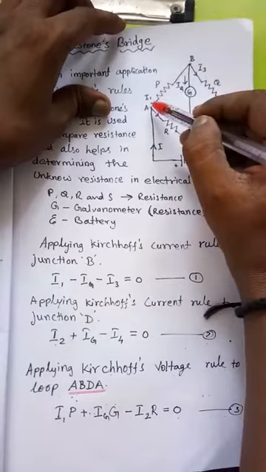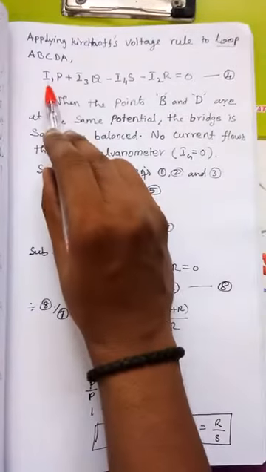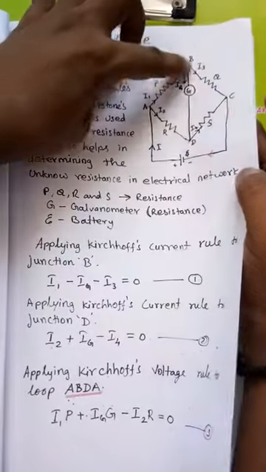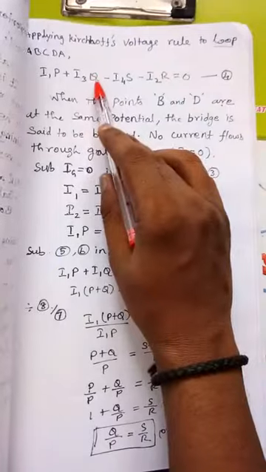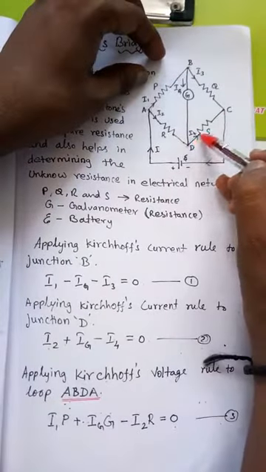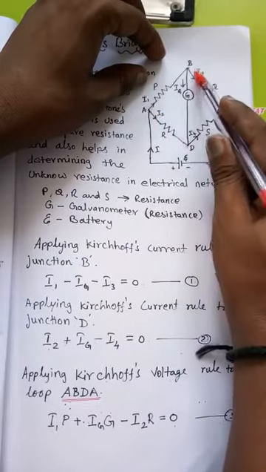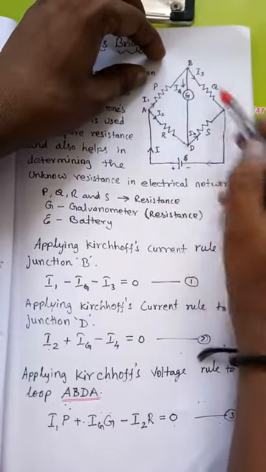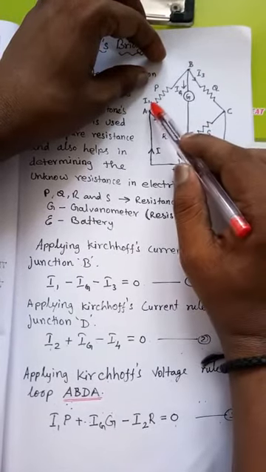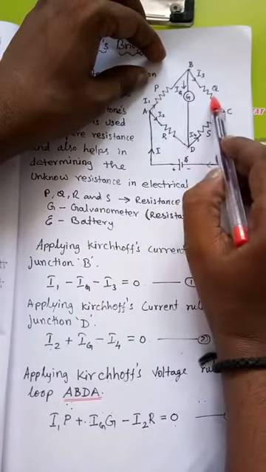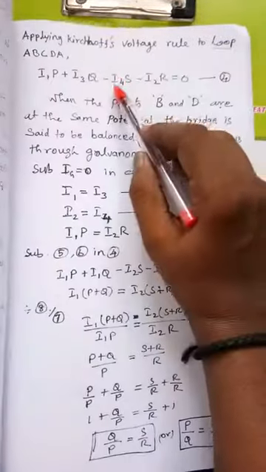The sum of the products of current and resistance: I1 into P, same direction; along BC, I3 into Q; but I4 is in the opposite direction. Actually AB, BC, CD, DA is our circuit, a closed loop. So I1 into P, I3 into Q, but in the opposite direction, minus I4 into S.